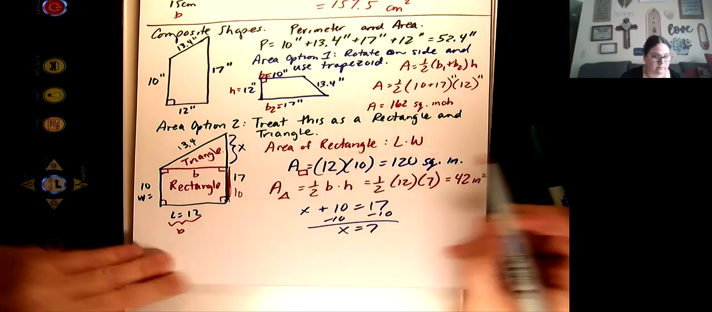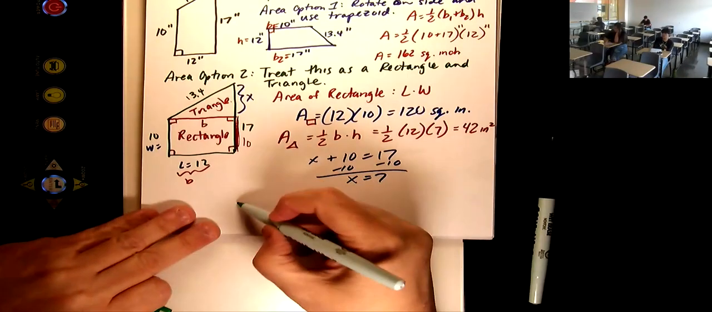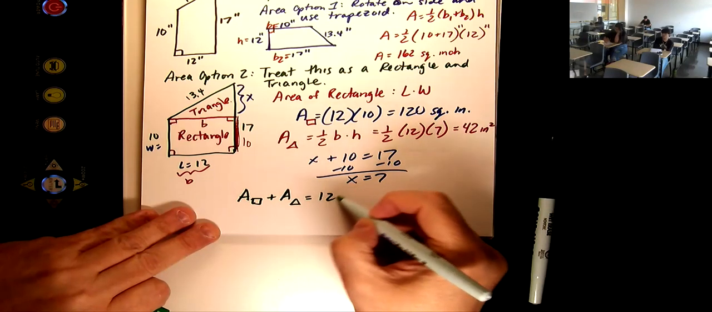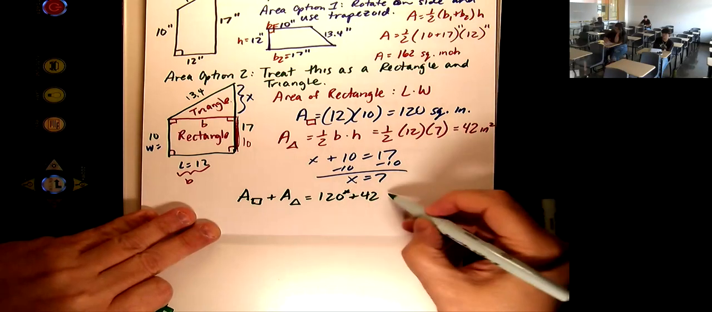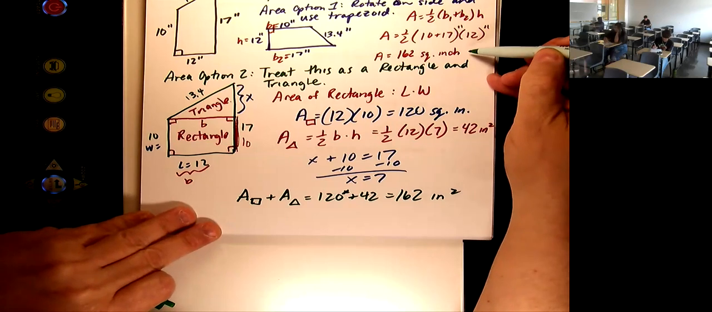And now if I add together my two areas, the area of the rectangle plus the area of the triangle, 120 plus 42 inches squared gives me the 162 square inches that I had up above.